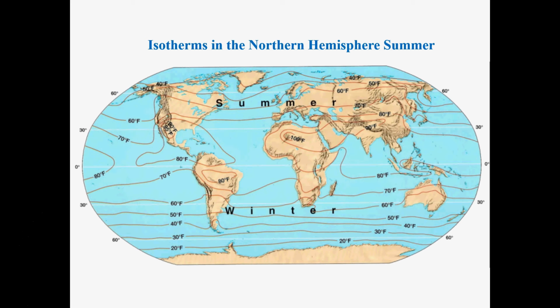In the summer, the isotherms in the northern hemisphere over the ocean bend southward. That means that on the ocean you have lower temperature than land at the same latitude. Why did that happen? Let's see.